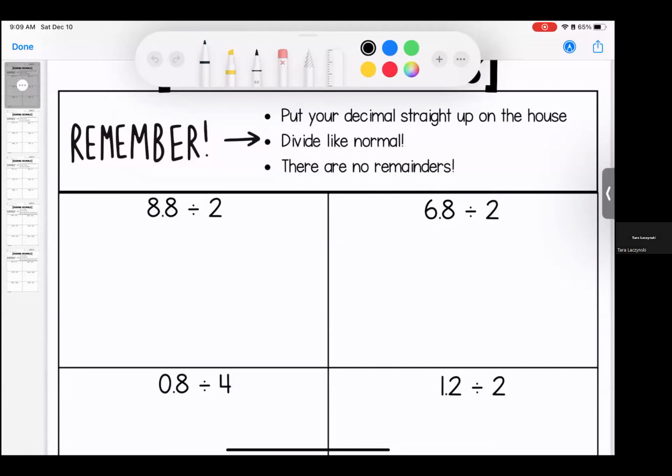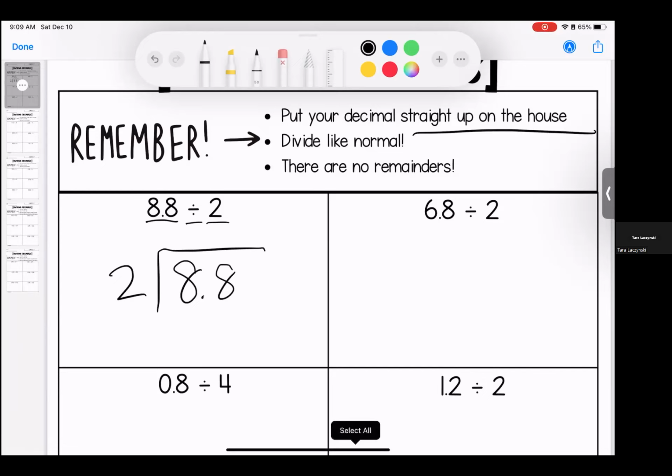All right, so I tried to make these pages build up in difficulty. So this first one that we're starting with here, we are dividing a number that has a decimal by a number that does not. So let's set this up. Remember, this is 8 8/10 divided by 2, which means that the 8 8/10 goes inside the house and the 2 goes outside. Decimal goes straight up onto the house, and most important, there are no remainders. When we're working with decimals, you are going to divide until you hit 0. There's a couple other instances when you're older that we will talk about in later years, but for our purposes today, we're dividing until we're all done.